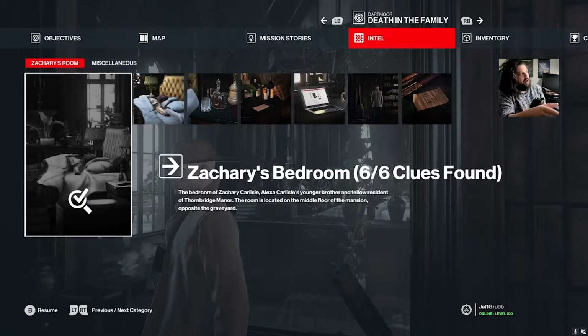So we got a lot of intel there. Zachary's bedroom, we got 6 out of 6 clues. We found his body, the time of death, 10 p.m., throat markings. He was killed by a rare plant-based poison. Now we know Zachary, I said Edward earlier, Zachary, was super into plants. That's why there's a greenhouse out back, and he's been a recluse, super into plants for many years.